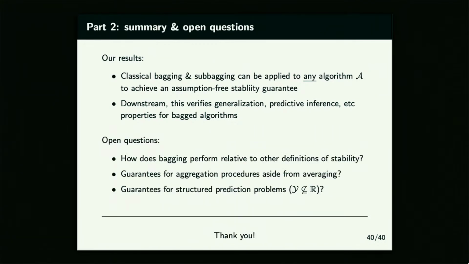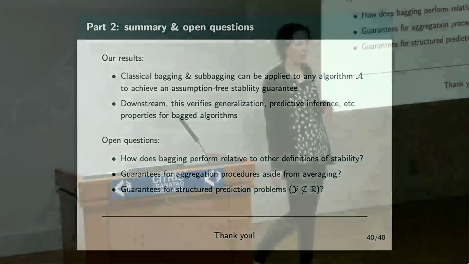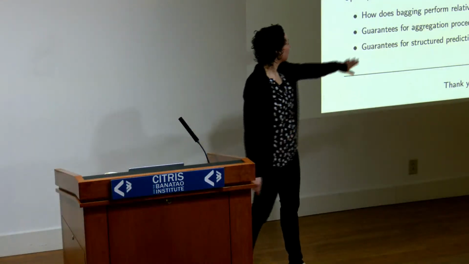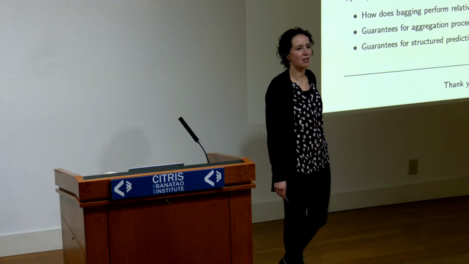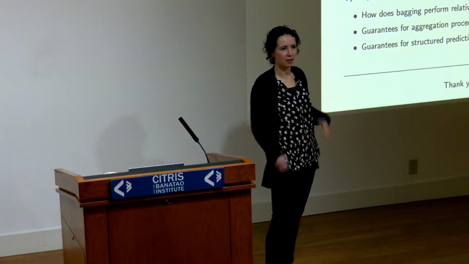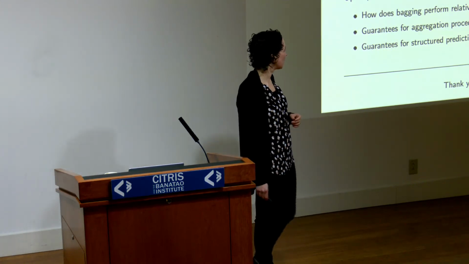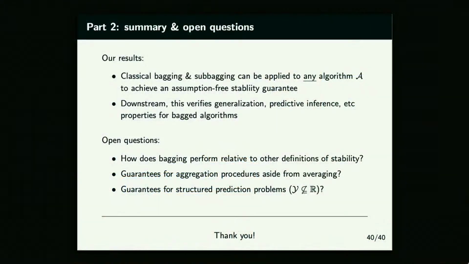We still have tons of open questions. We can ask about other definitions of stability. We've really only considered one. We can look at aggregation procedures aside from averaging, or we can even ask whether there's things you can do other than bagging that get you to the same place. And finally, not all predictions and outputs are real valued. So it's an interesting question to ask, how does this work if what you're outputting lives in a completely different space, which is also something where we want stability.